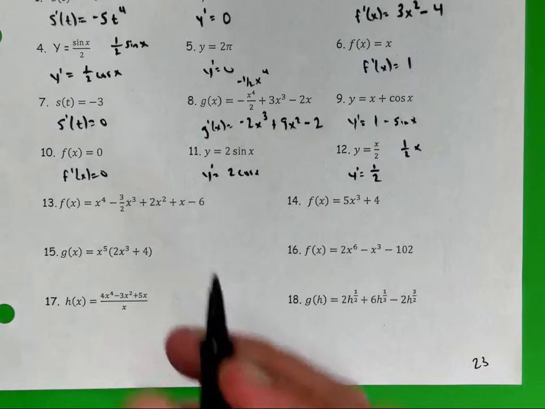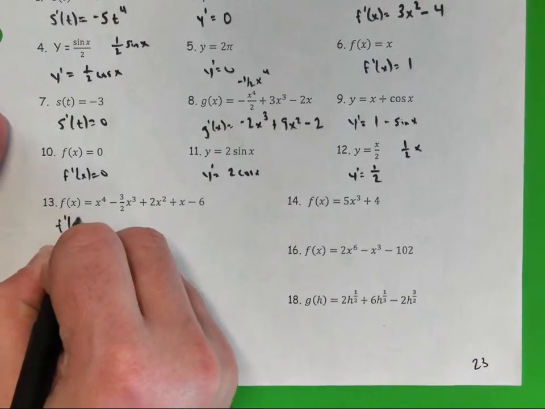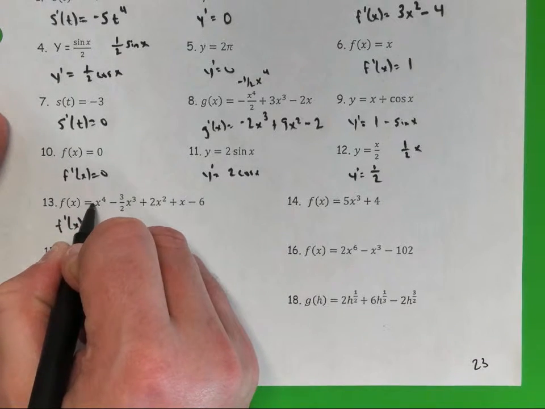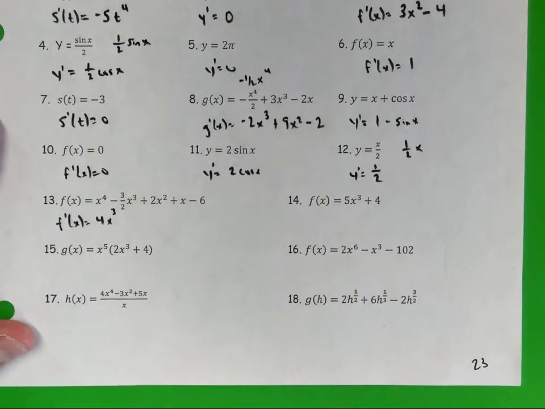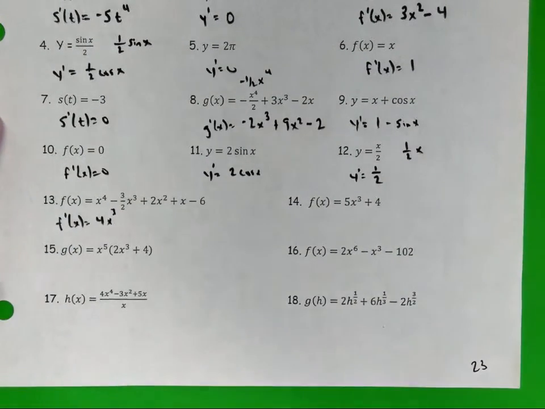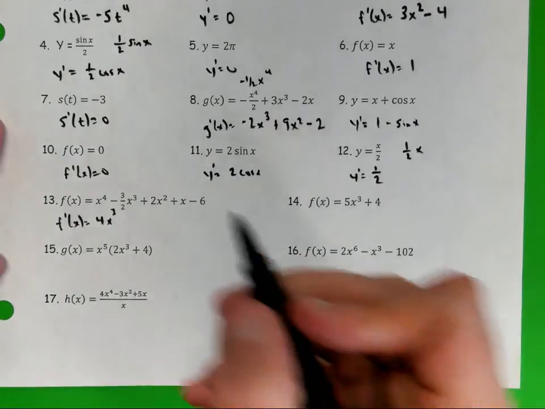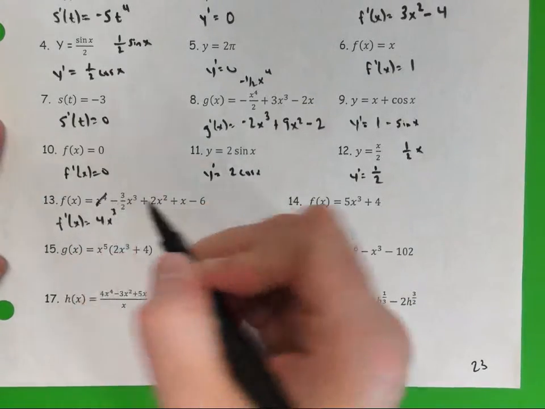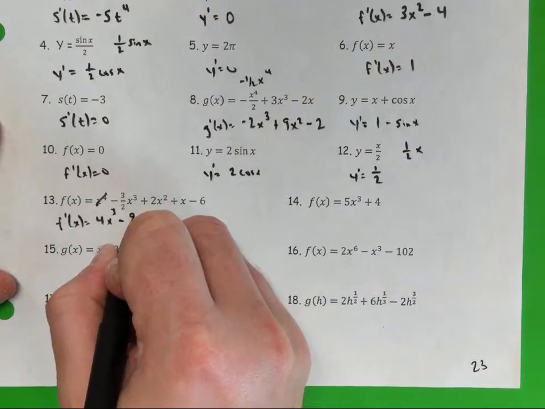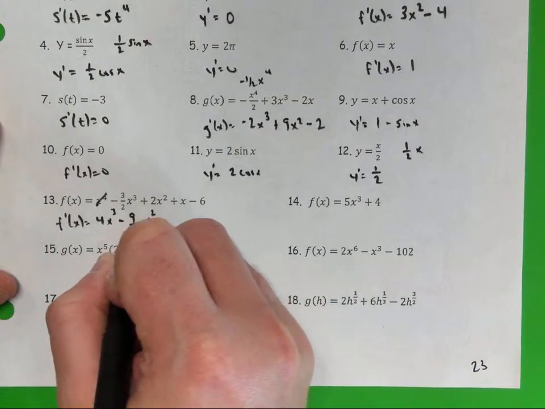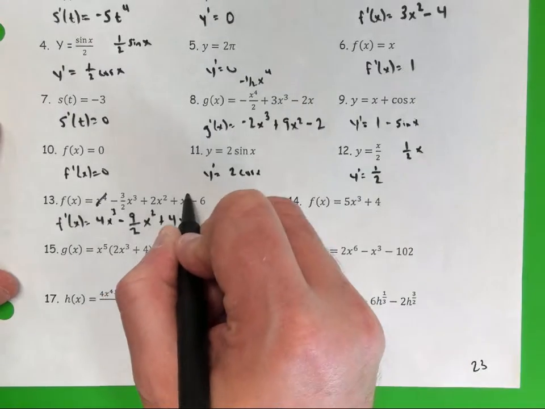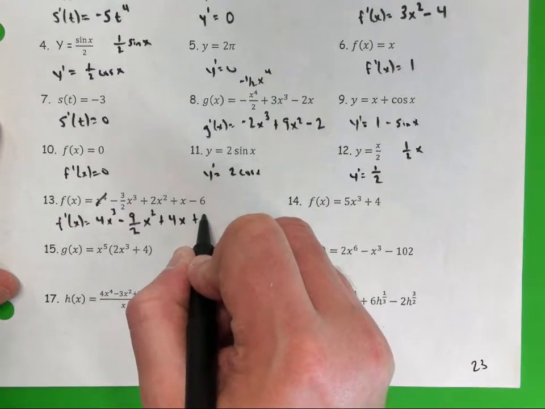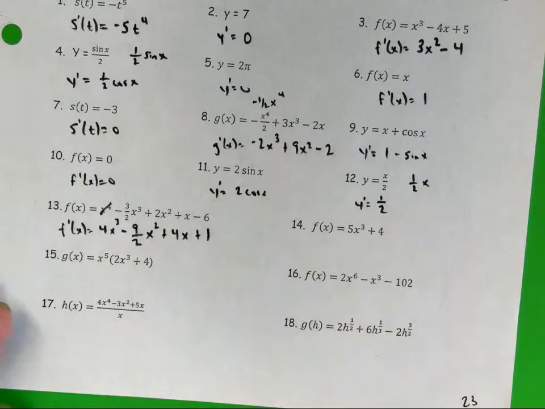All right, number 13. F prime of x. 4 times 1 is 4x what? Cubed. They're separated with plus or minus, so you need to find the derivative of each one of those. Okay, I did that part. What's 3 times negative 3/2? That'd be x what? Squared. 2 times 2 is 4x. 1 times 1 is 1. And that would be your derivative, because the derivative of negative 6 is 0.